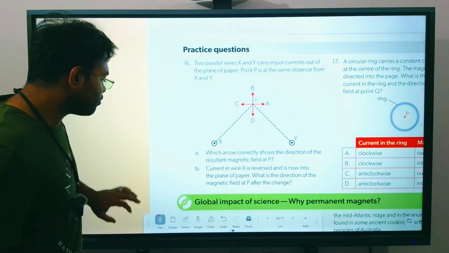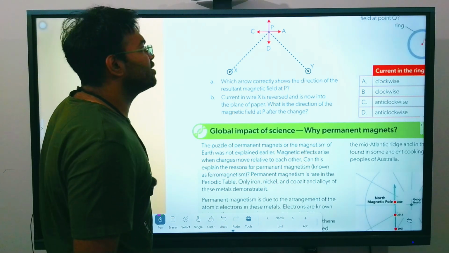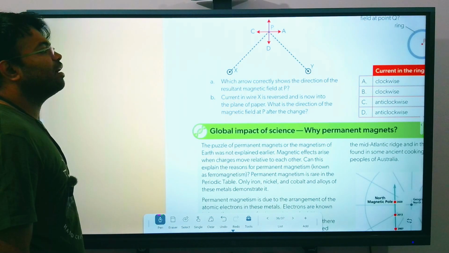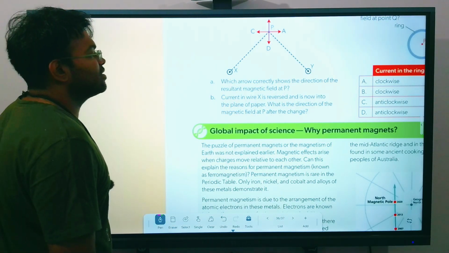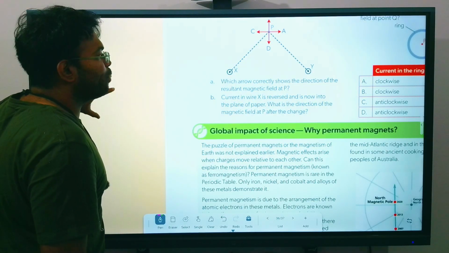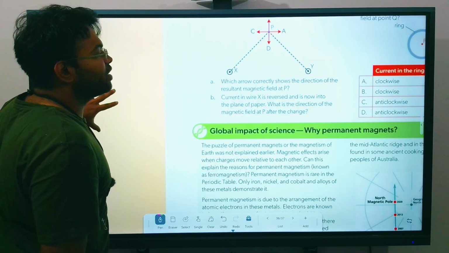Exactly. Now, which arrow correctly shows the direction of the resultant field at P? Arrow number C. Current in wire X is reversed and is now into the plane of the paper. What is the direction of the magnetic field at P after this change?